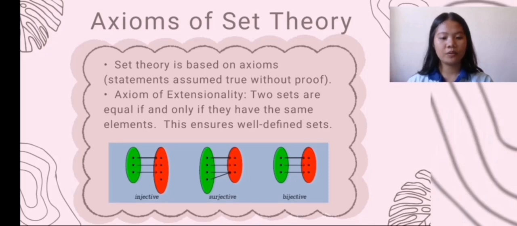Set theory isn't just about defining sets, it's also about setting rules to avoid confusion. These rules are called axioms, which are stated as assumed to be true without proof. An important axiom is the axiom of extensionality. It says that two sets are equal if they contain the same elements. For example, if set A is equal to {1, 2, 3} and set B has 1, 2, 3, they are considered equal. These axioms make sure that our sets are well-defined and consistent when we use them.